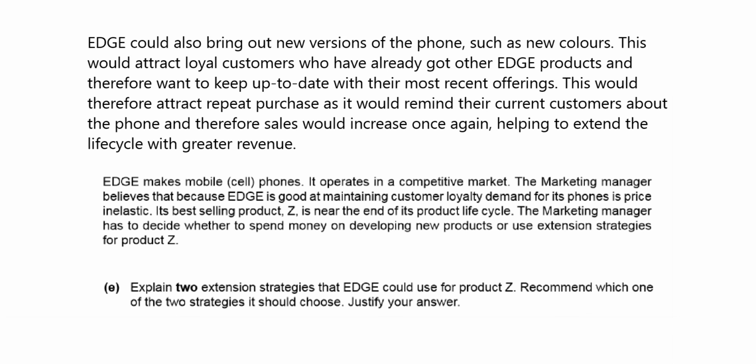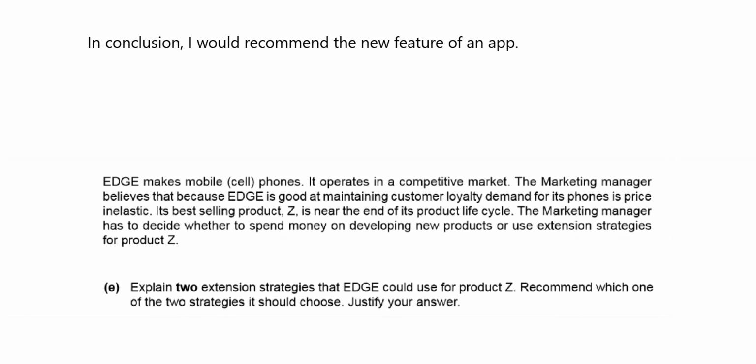Now I've done one point, which is bringing out new features. I've done another point, which is bringing out new versions. And as the question asks, I have to recommend which of the strategies I would choose and justify it. So this would be my conclusion. So when concluding, there's never really a right or wrong answer. You just have to really make sure that you argue it and you justify it, and avoid repeating what you said previously, because that's not justification. So I've signposted my conclusion to the examiner saying this is my conclusion. So in conclusion, I would recommend the new feature of an app. Now I need to justify it.